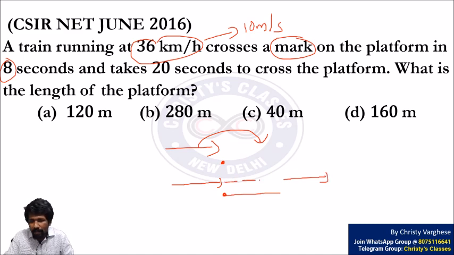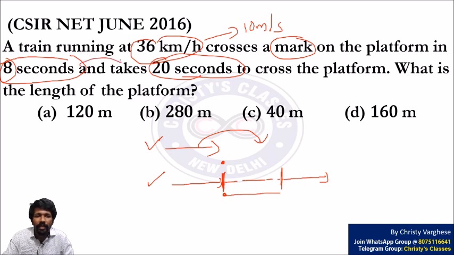But the length of the platform also should be covered. Comparing this and this, the only difference is the length of the platform. That means the extra time taken is to cover the platform length. Extra time means what? 8 seconds here, 20 seconds here. That means there is an extra 12 seconds taken. 20 minus 8, 12 seconds.